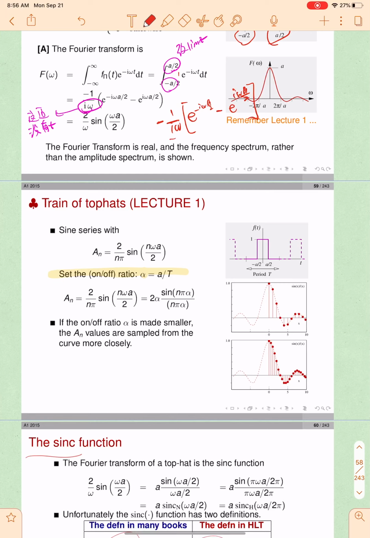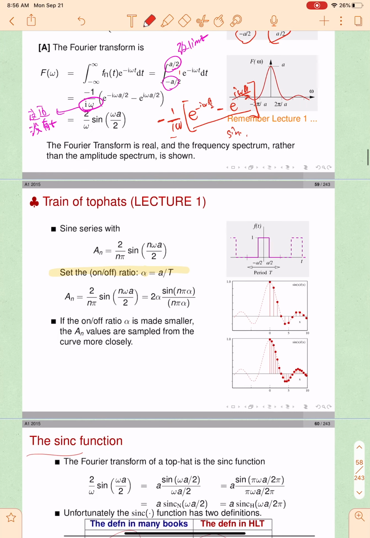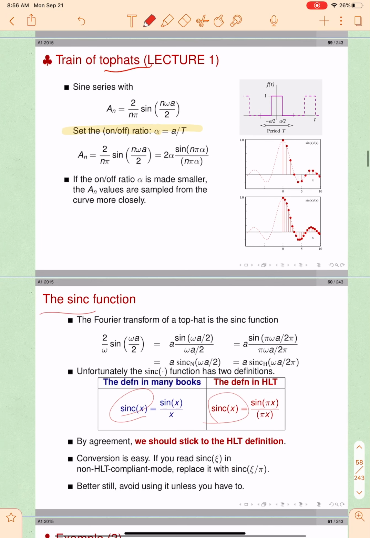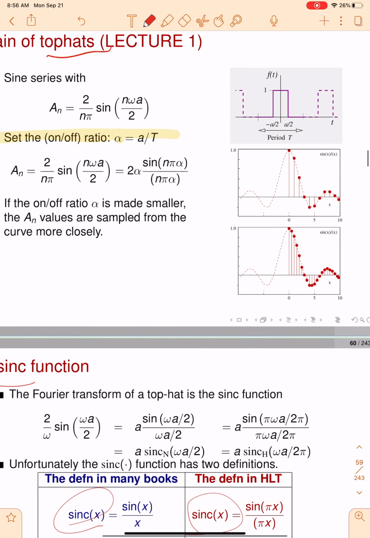And you remember this one is the sine, the Euler function. So you will be left with 2, because the Euler function equals 1 over 2i, e to the minus i omega minus e to the i omega. Okay. Then we have a train of top hats, so it's repeating itself, a series with this on-off ratio, which is basically this divided by that.